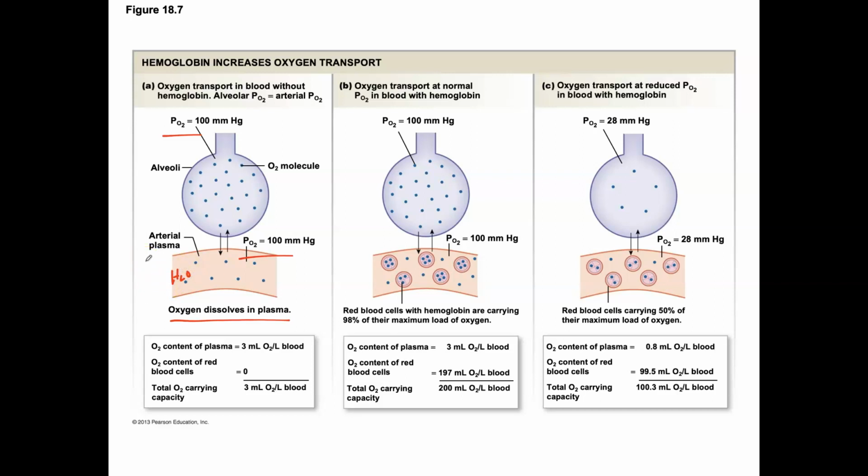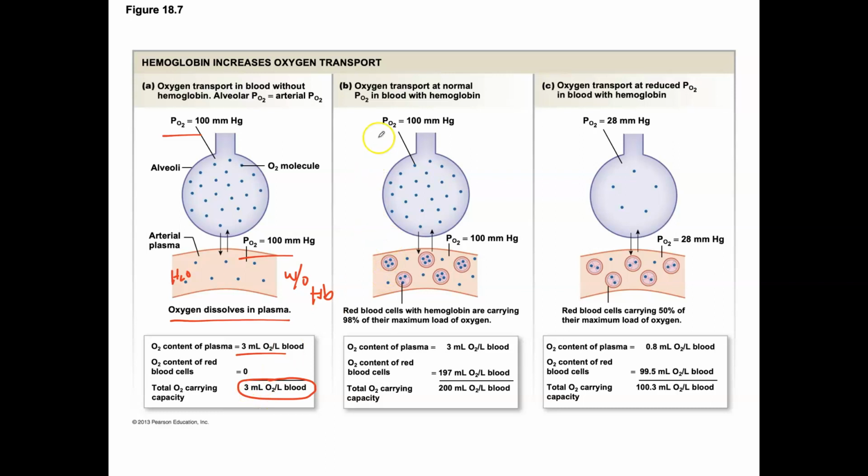So this is a scenario without hemoglobin. And so what you'll notice is we can dissolve about 3 milliliters of oxygen per liter of blood. There's no oxygen being transported in the red blood cells because there's no hemoglobin. So our total amount of oxygen carrying capacity is only the 3 milliliters of oxygen per liter of blood that gets dissolved in the circulatory system. That's actually a very, very small amount.